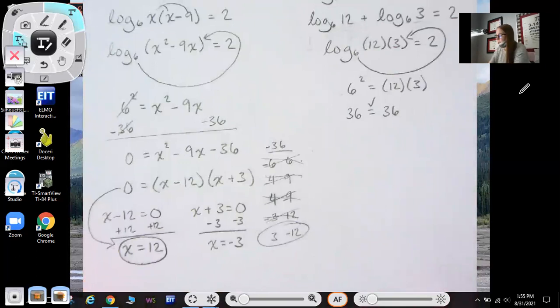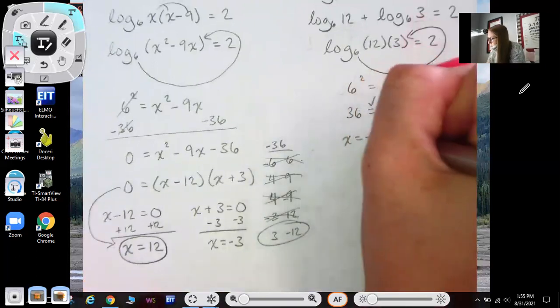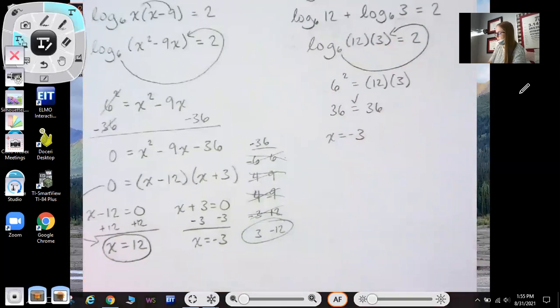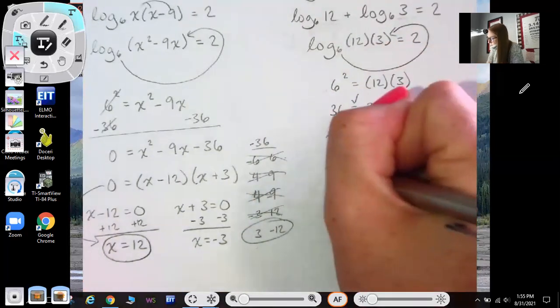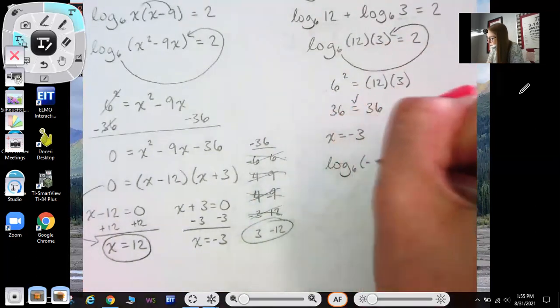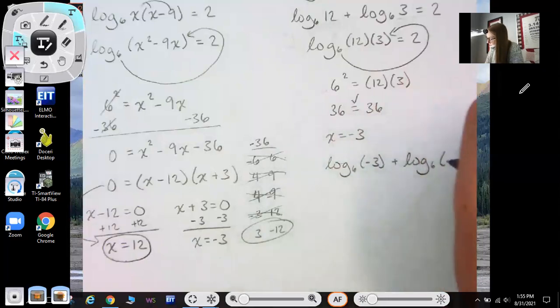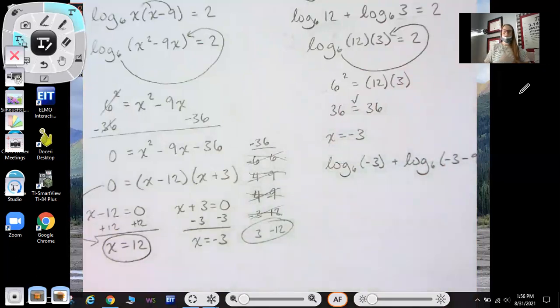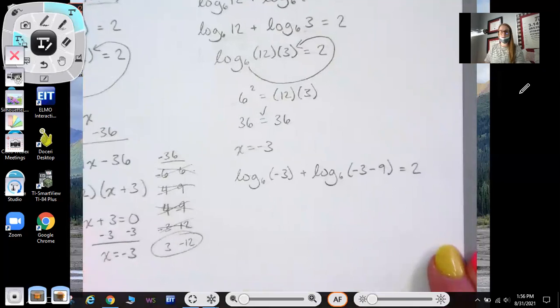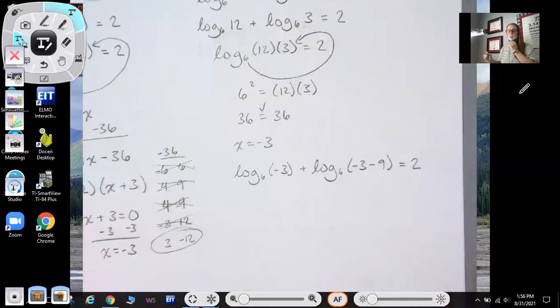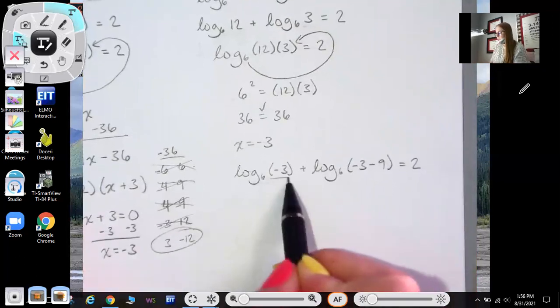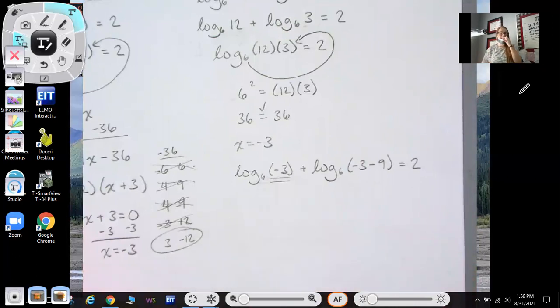Okay, let's try x equals negative 3 as a solution. So plug that into the very first line of the problem, log base 6 of negative 3 plus log base 6 of negative 3 minus 9 equals 2. So automatically, I see a negative where we're not allowed to have a negative inside of a logarithm.